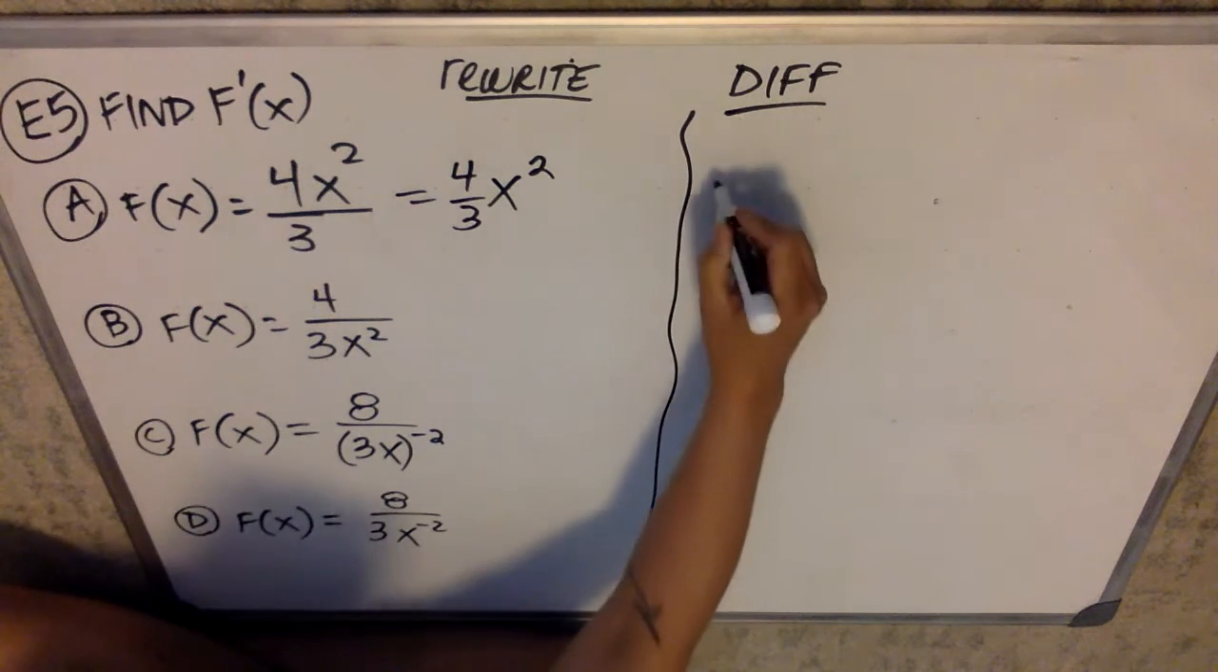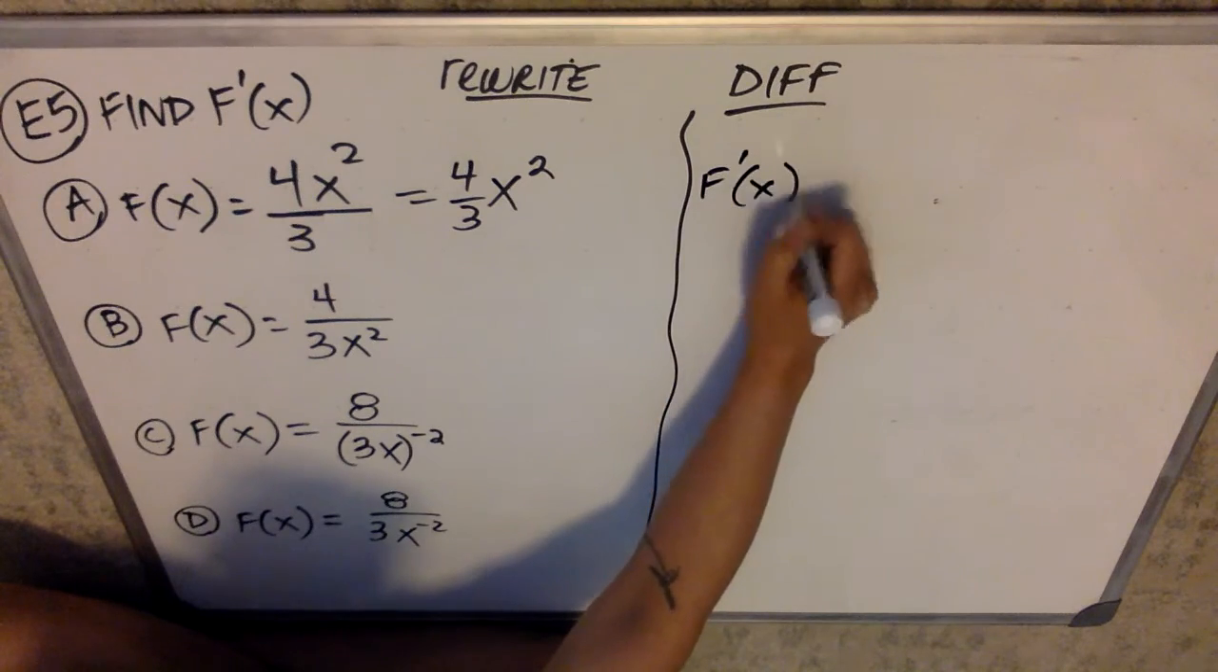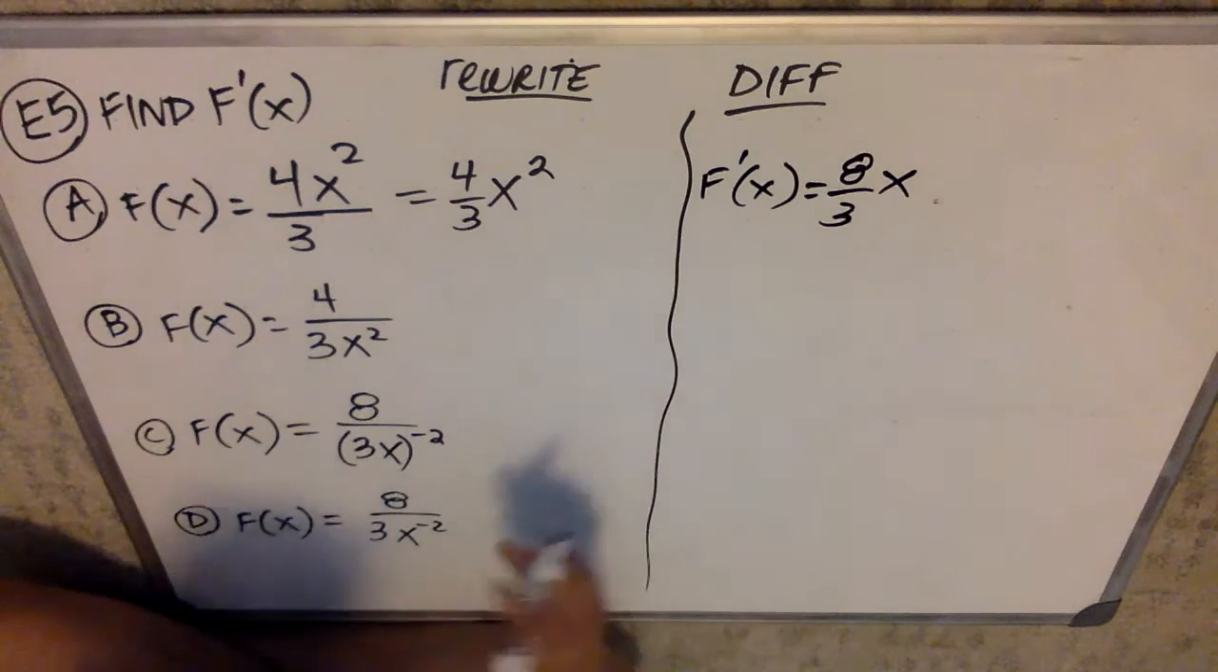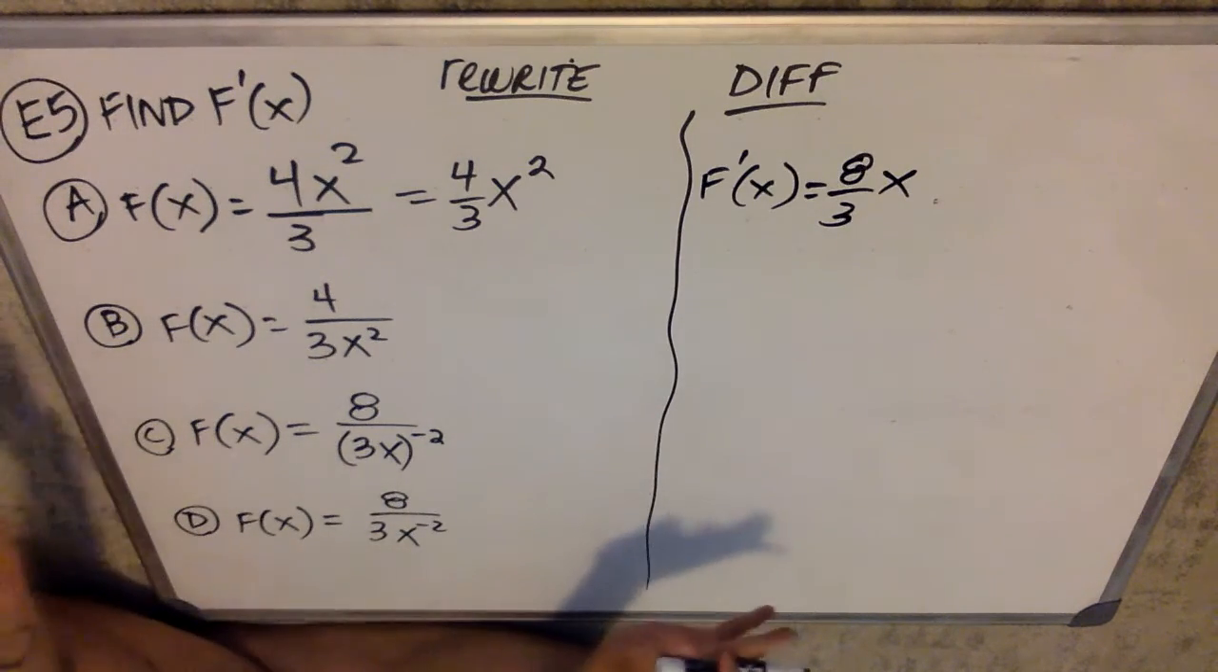So when I differentiate, I'm going to get that my f prime of x is going to be, I drop the 2 down in front, I'm going to get an 8/3 x to the first. And that's it, right? No rewriting, no anything, it's fine.